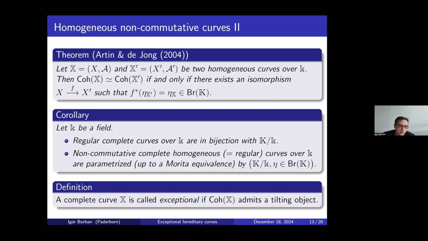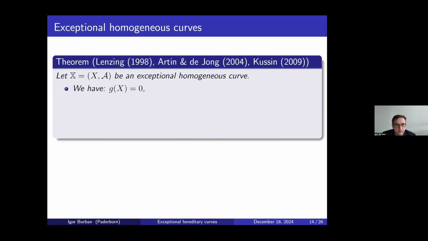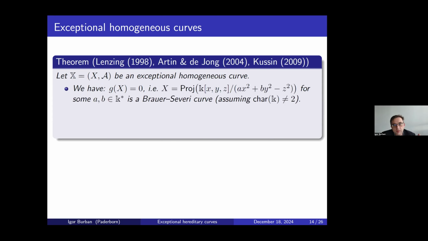Now I am interested in curves which admit a tilting object, and they are called exceptional. So in principle, an exceptional curve need not be hereditary. There are enough interesting non-commutative curves which are exceptional but not hereditary ones. But let's speak about homogeneous curves first. So if we have a homogeneous curve, then the central curve has genus 0. And it means actually it is given by a conic.